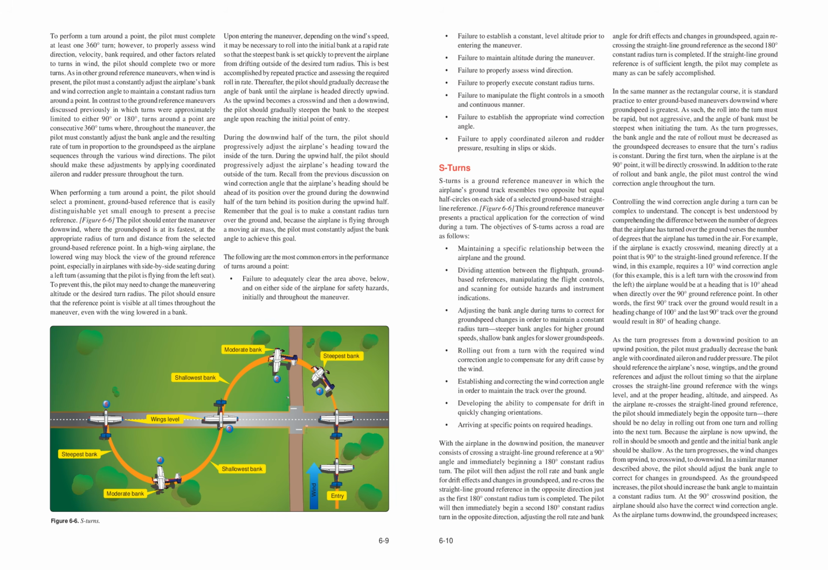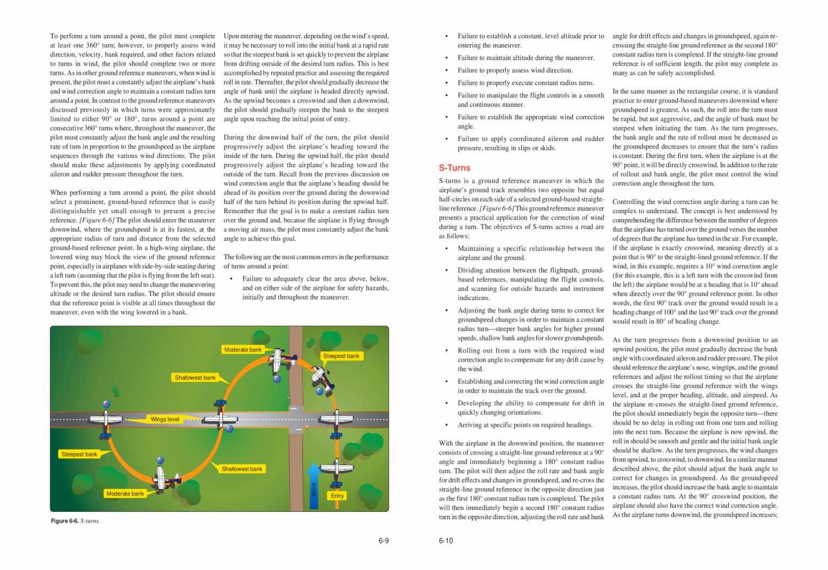For example, if the airplane is exactly crosswind, meaning directly at a point that is 90 degrees to the straight-line ground reference, and the wind, in this example, requires a 10 degrees wind correction angle, for this example, this is a left turn with the crosswind from the left. The airplane would be at a heading that is 10 degrees ahead when directly over the 90 degrees ground reference point. In other words, the first 90 degrees track over the ground would result in a heading change of 100 degrees and the last 90 degrees track over the ground would result in 80 degrees of heading change.